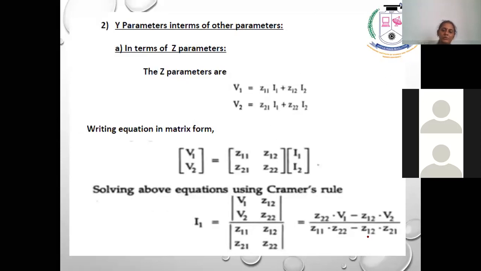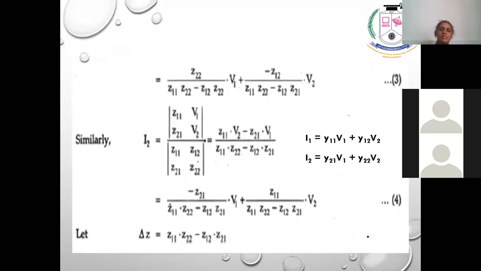Next, I am going to separate and write the equation. So this will be Z22 by Z11 Z22 minus Z12 Z21 into V1, minus Z12 by Z11 Z22 minus Z12 Z21 into V2. Now compare this equation. This is for I1, so compare this equation with the first equation. This will be the value for Y11: Y11 is Z22 divided by Z11 Z22 minus Z12 Z21. And this will be the value for Y12: Y12 is equal to minus Z12 divided by Z11 Z22 minus Z12 Z21.